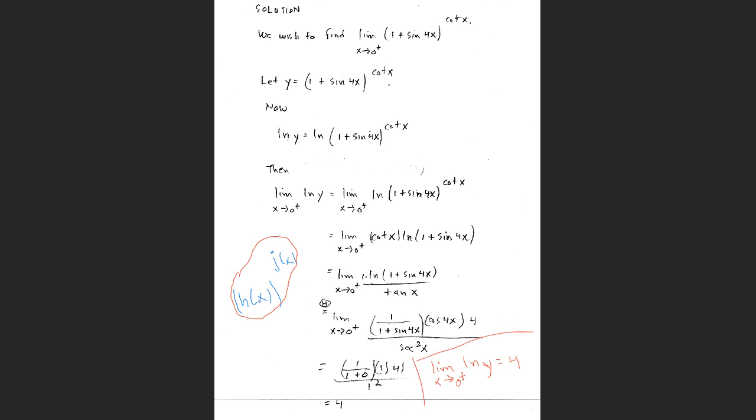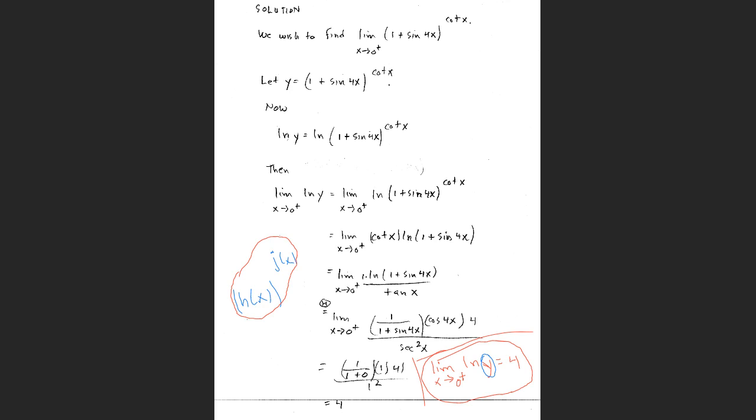This is our result. But I'm interested in how just the y function behaves as x approaches 0 from the right. So how can I get to the y function based off of the natural log of y? If I have a limit of the natural log of y, and I want to learn about the limit of the function y, how can I get from the natural log of y to y? Exponentiate. That's right. Good, Ange.